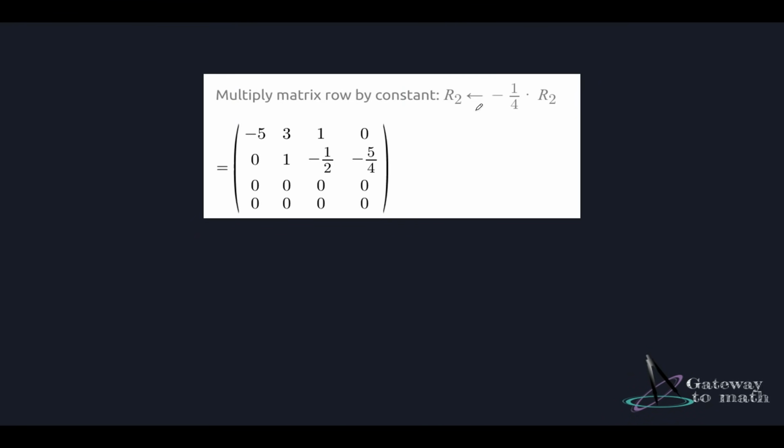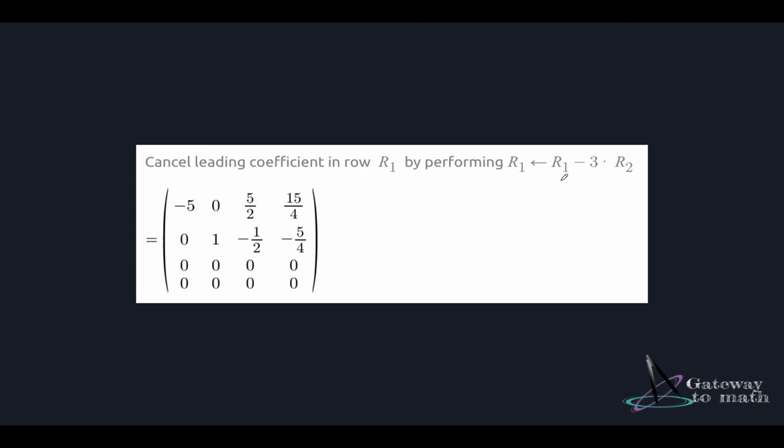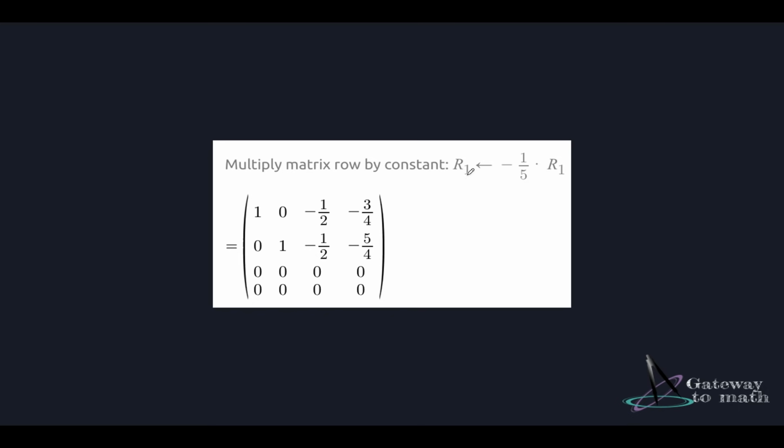So the next operation we're performing is on R2, which is minus 1 by 4 times of R2. So the new value of R2 equals 0, 1, minus 1 by 2, minus 5 by 4 respectively. And then the operations on R1, R1 minus 3 times of R2. So the new value in row 1 equals minus 5, 0, 5 by 2, 15 by 4. And we are multiplying R1 with minus 1 by 5 times of R1, which is 1, 0, minus 1 by 2, minus 3 by 4 respectively.